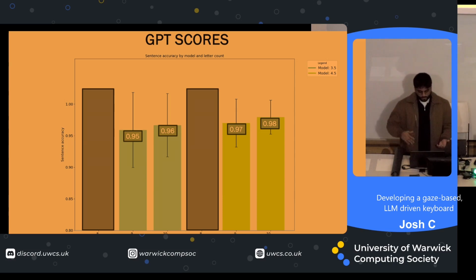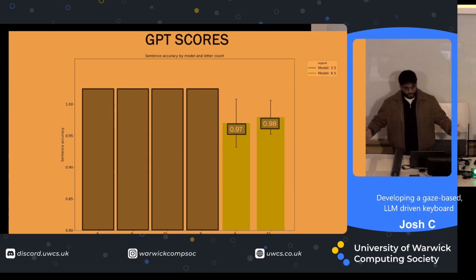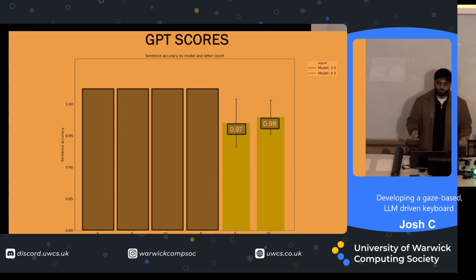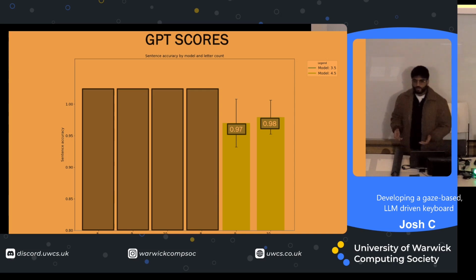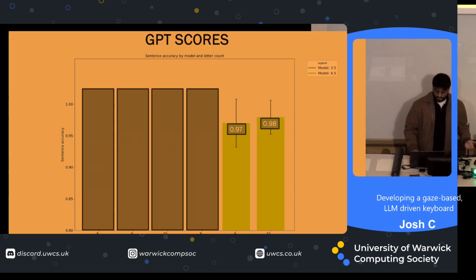So let's get rid of 3.5 because we saw that 4 is cheap enough that we can use it. And the difference between 9 and 10 is very minimal, and the design benefits from having a 9-letter keyboard significantly outweigh having a 10-letter keyboard. So let's chop off the 10-letter keyboard.